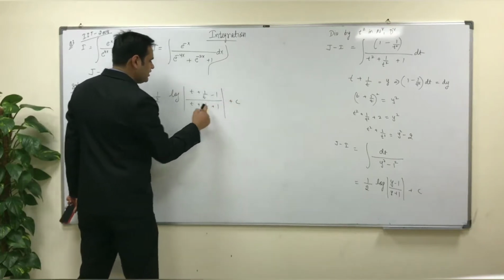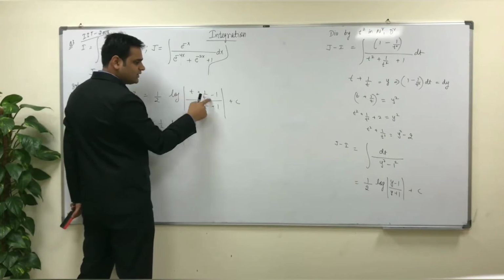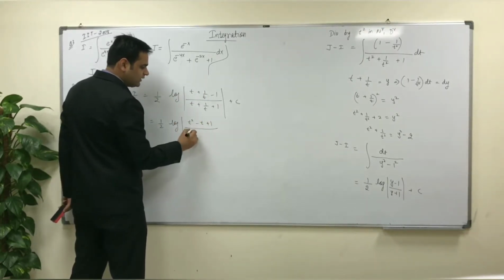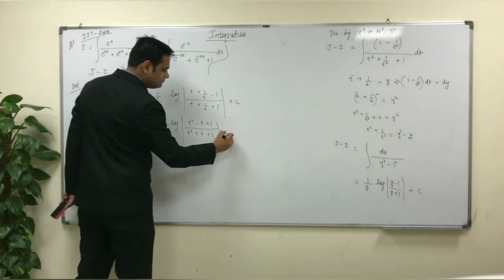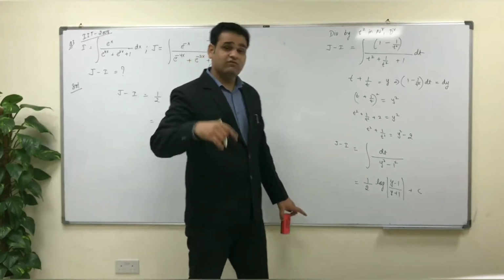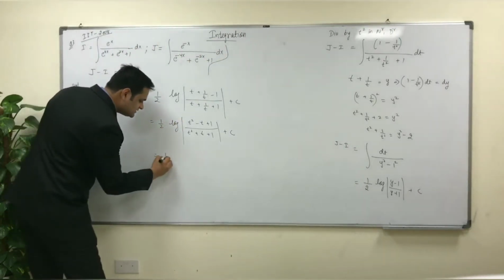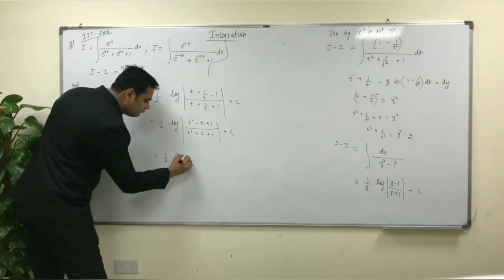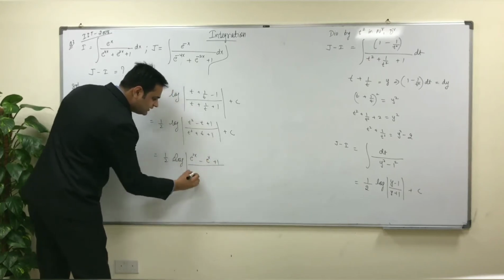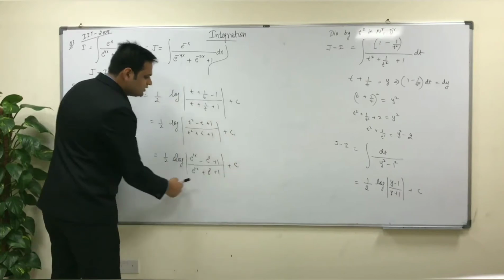So it is 1 by 2 log of t plus 1 by t minus 1, upon t plus 1 by t plus 1, plus c. Now if I take the LCM over here, what will I get? t square minus t plus 1 divided by t square plus t plus 1, plus c. So till here I got it. Now what I need to do? I need to replace the value of t also, and what did I take for t? e to the power x. So if I replace t as e to the power x, what will I get? It will be e to the power 2x minus e to the power x plus 1 divided by e to the power 2x plus e to the power x plus 1, plus c. So that is my answer.